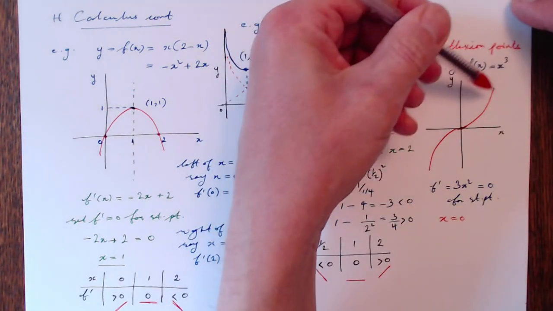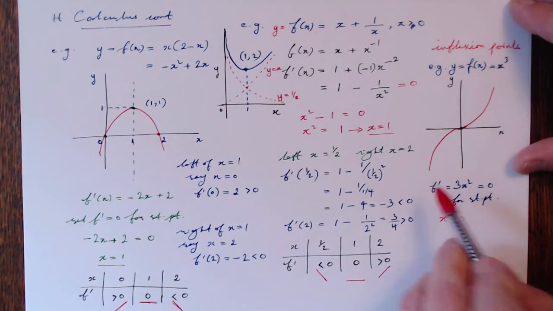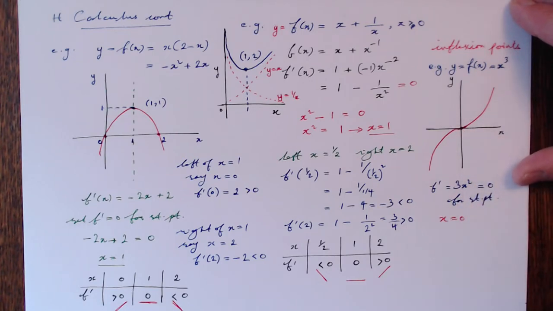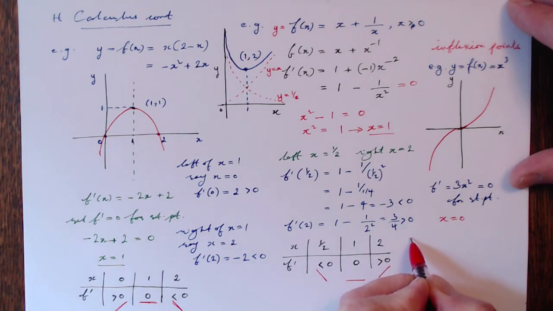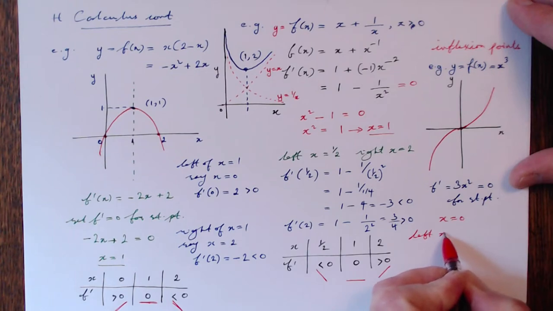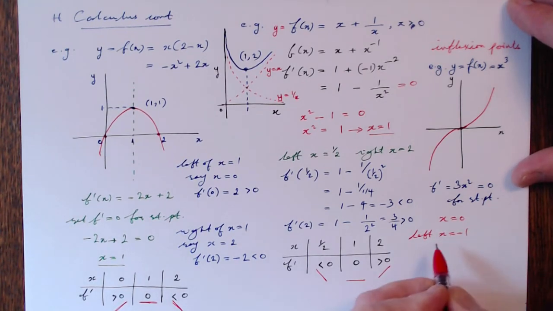This is just going to go to infinity. This is going to go to negative infinity. All the action is around the origin. So we have a stationary point at x equals 0. If we look to the left, let me take x equals negative 1.